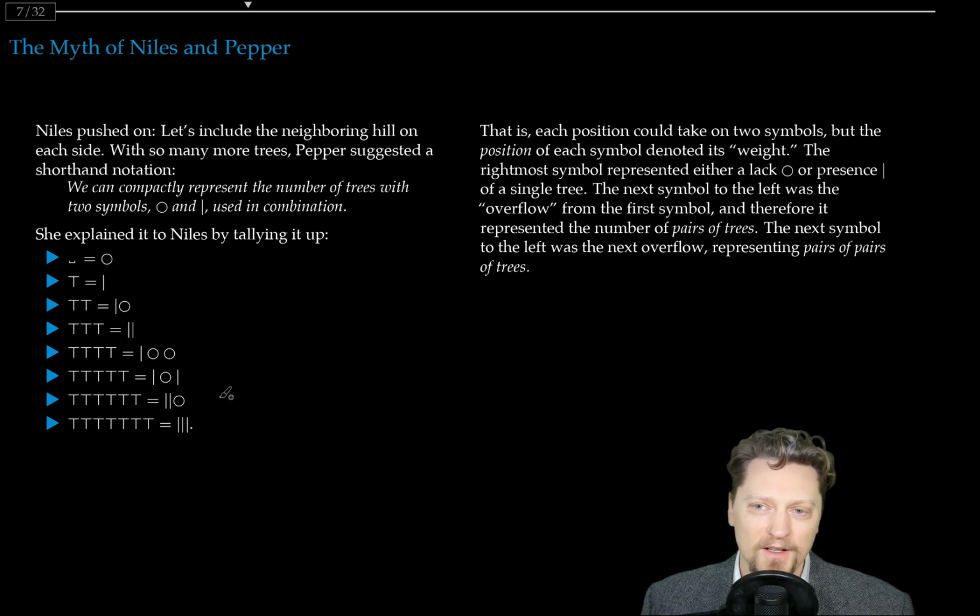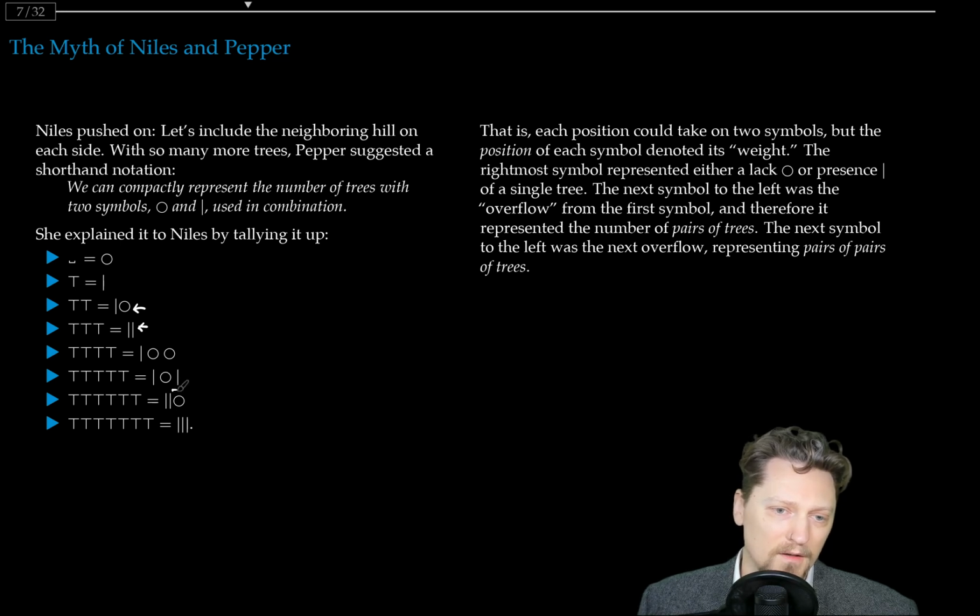Okay, that is, each position could take on 2 symbols, but the position of each symbol denoted its weight. The rightmost symbol represented either a lack, 0, or presence of a single tree. So the rightmost on all of these is the lack or presence of a single tree. The next symbol to the left was the overflow from the first symbol, and therefore represented the number of pairs of trees. So for instance, a 1 there, in the second to right, represents 1 pair of trees. The next symbol to the left was the next overflow, representing pairs of trees. So this third symbol to the left in this example represents a pair of pairs of trees.